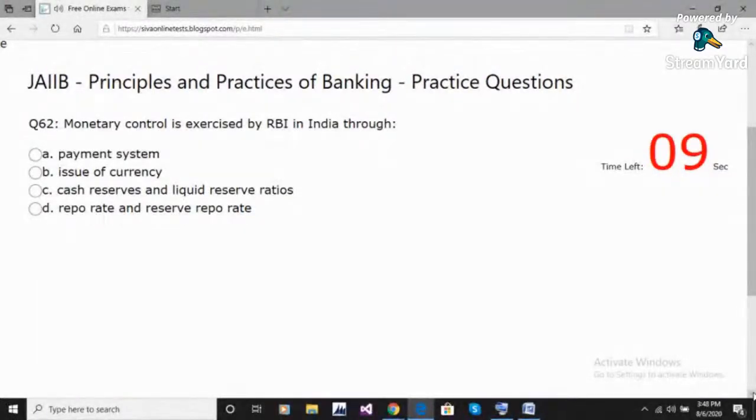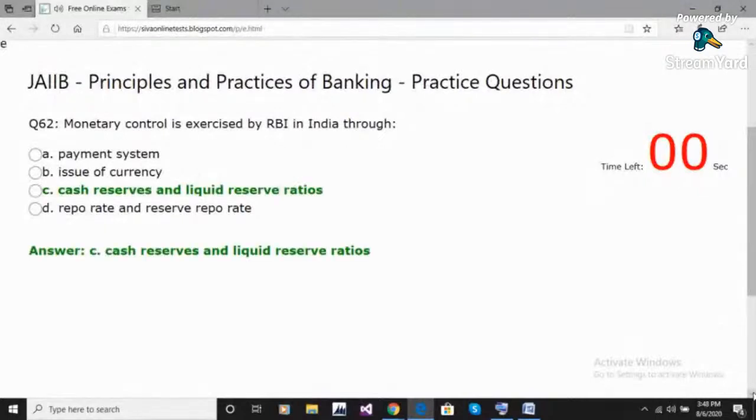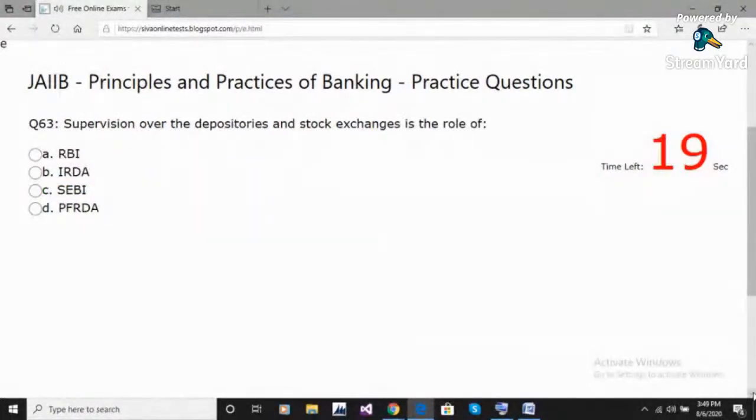Option B issue of currency. Option C cash reserves and liquid reserve ratios. Option D repo rate and reverse repo rate. Answer C cash reserves and liquid reserve ratios. Question 63, supervision over the depositories and stock exchanges is the role of Option A RBI.